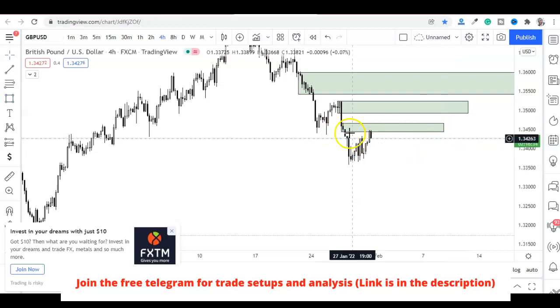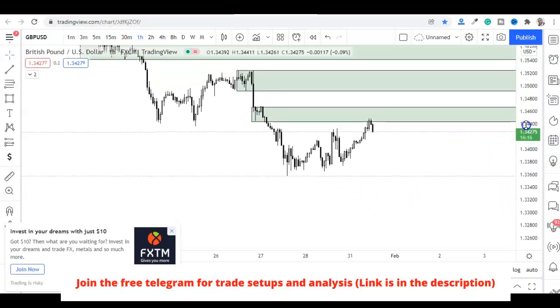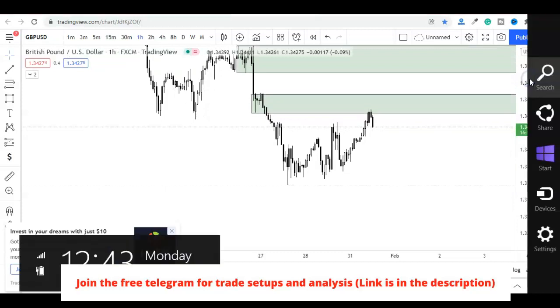Because some imbalances have been filled here, we can decide to look. Price does not need to get here or here. Once you see your confirmation in here, okay, you can decide to take the price lower. So we're expecting price to come lower in pounds USD. We're expecting pounds USD to trade lower this week.